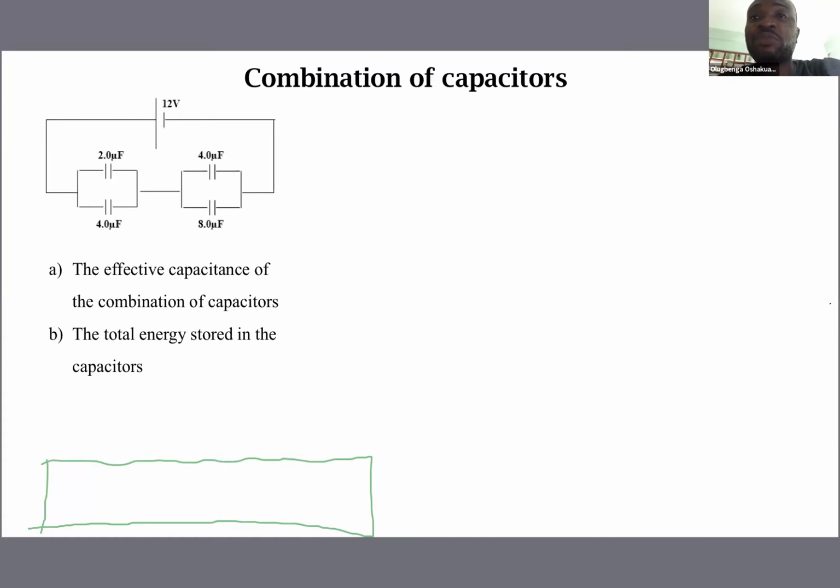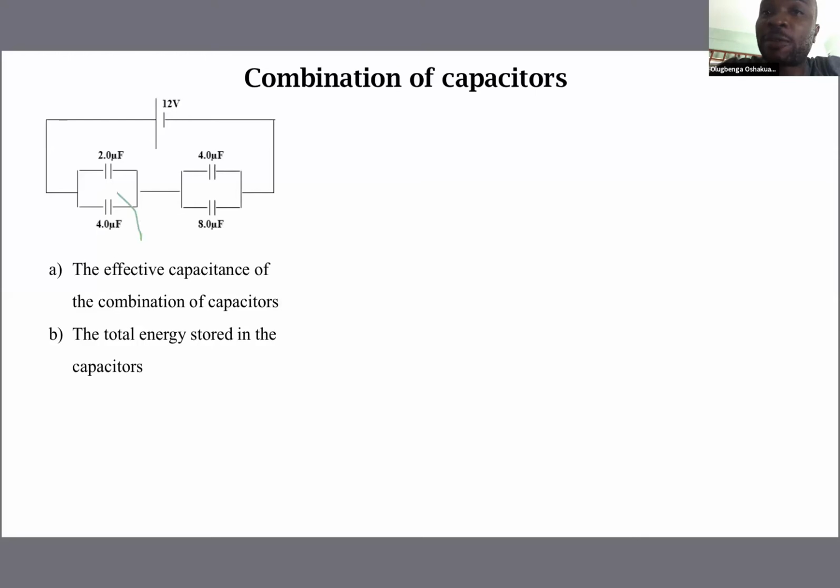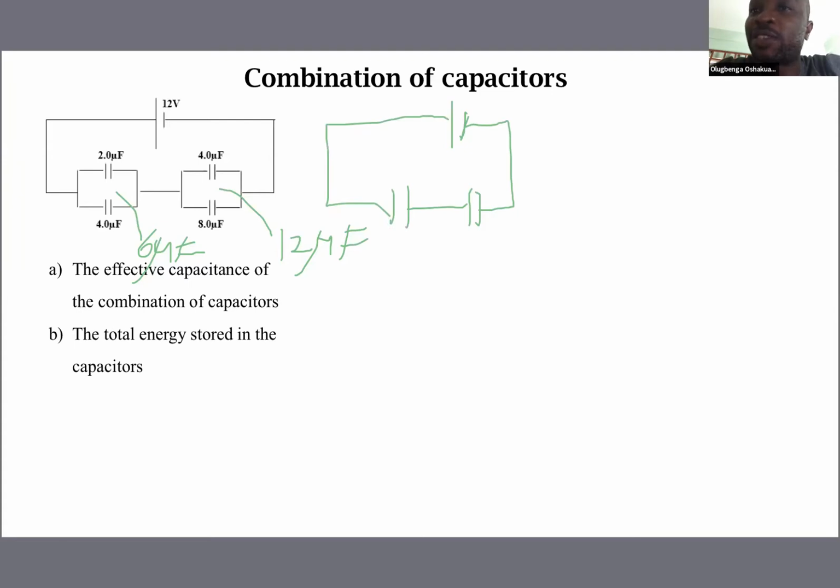So this is an example that says, what is the effective capacitance of the combination of capacitors? To attempt this, these two capacitors are in parallel. Since they're in parallel, I can just add them up and we'll have a new capacitor. These two can be replaced by a capacitance of 6 microfarad. Similarly, these two can be replaced by a capacitance of 12 microfarad, and it will lead to a similar circuit of this nature, where this is 6 microfarad and this is 12 microfarad.